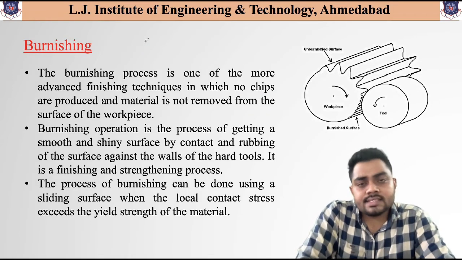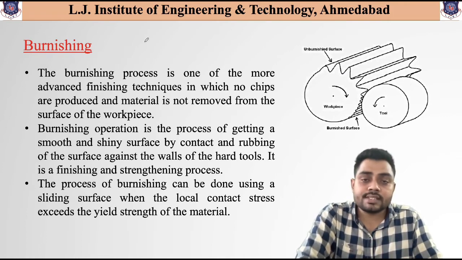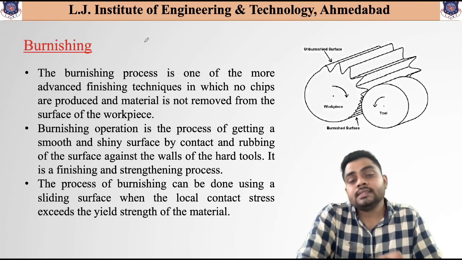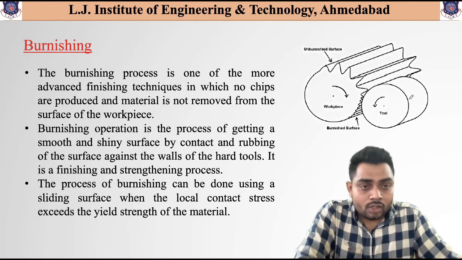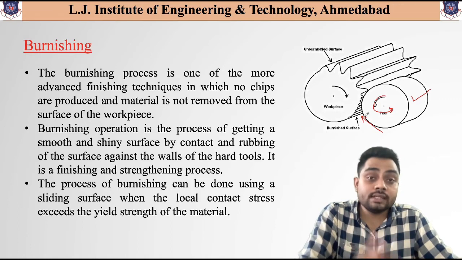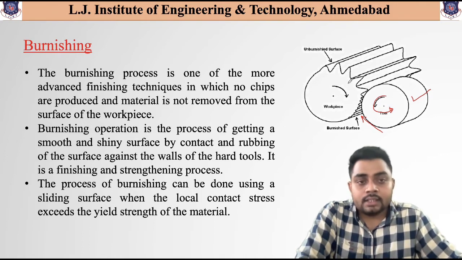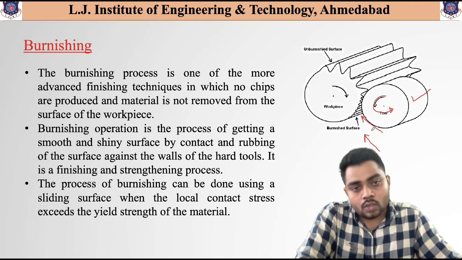Now the next process is the burnishing process. Now this burnishing process is one of the advanced finishing processes, as this process does not involve the removal of the chip or the formation of the chip, because as you can see over here, one tool is rotating about its periphery, and this tool is fed towards the component whose surface we need to clean, or whose surface we need to finish easily. So to improve the surface finish of the component, we are rotating the workpiece and the tool in the opposite direction, and this tool is pressed towards the workpiece.